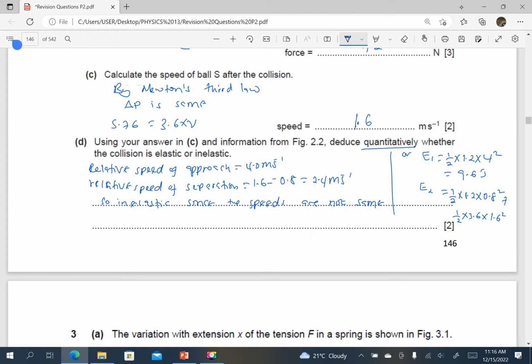Let me check this. 0.8 squared times 1.2 divided by 2 plus 0.5 times 3.6 times 1.6 squared. So this one gives me 4.992 joules. So you see that kinetic energy before collision is not the same as kinetic energy after collision, so this is inelastic. In other words, kinetic energy is not conserved, so the collision is inelastic.